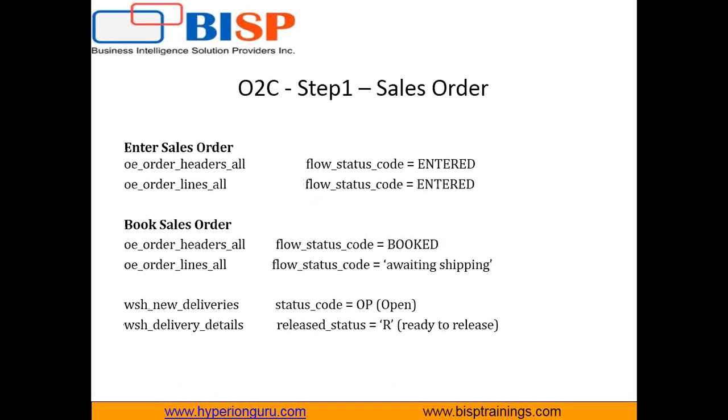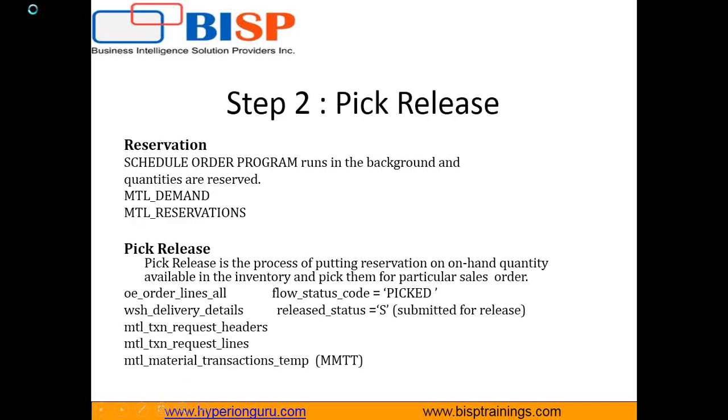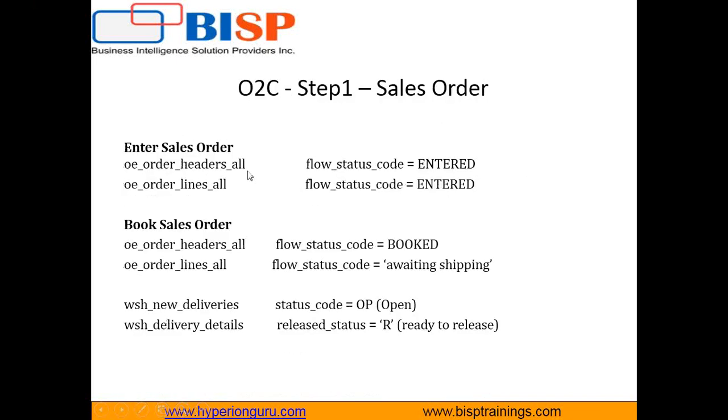Just to show a little bit of the technical part of it, I'm covering the order to cash cycle, what all happens. When you create a sales order, it hits your headers tables and lines tables with the status as entered. Once you click on book, that is nothing but confirming the order you received, saying yes, I'm going to fulfill your order.